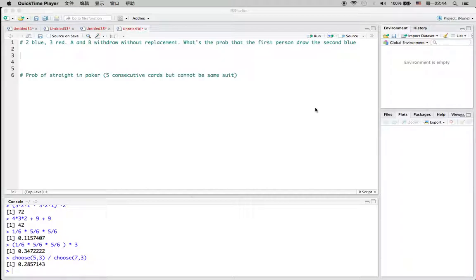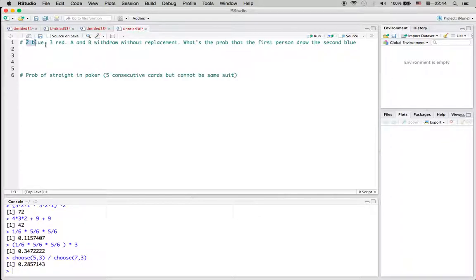First of all, we have two blue balls and three red balls, and two people are going to draw the balls without replacement. What's the probability that the first person to draw a ball draws the second blue ball?